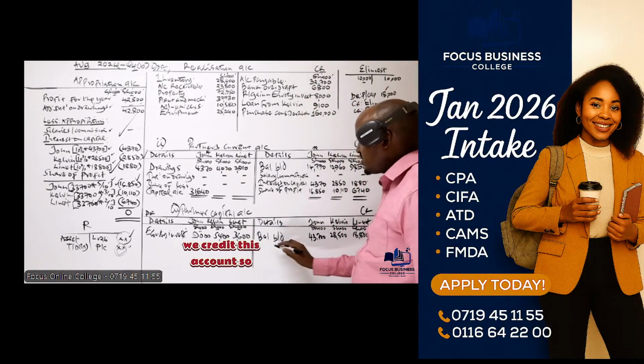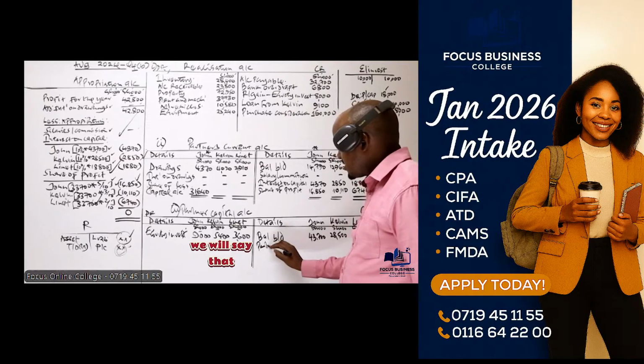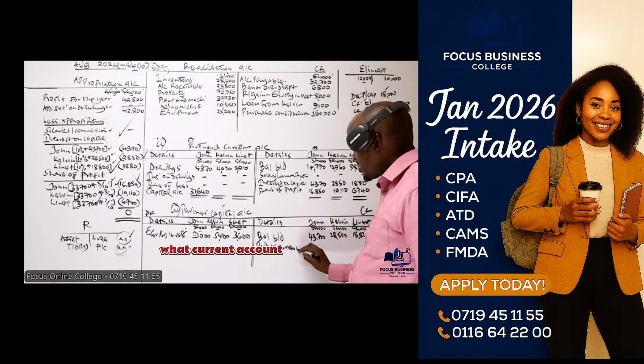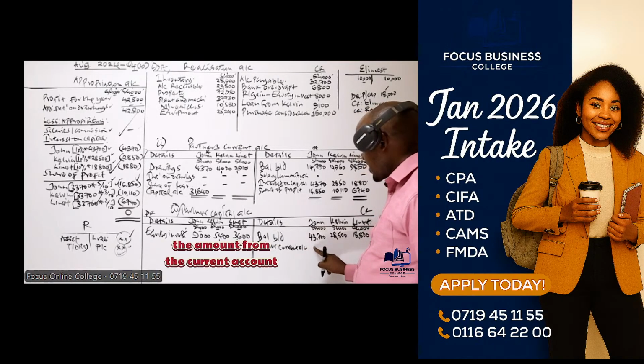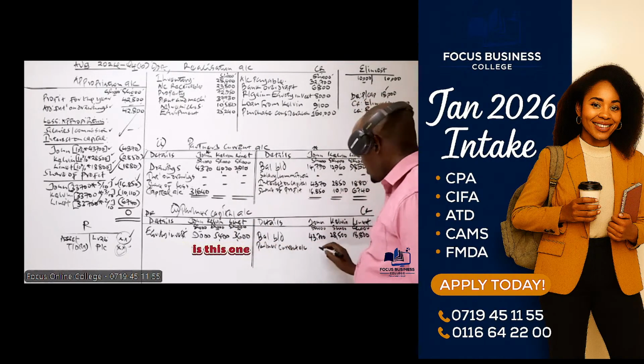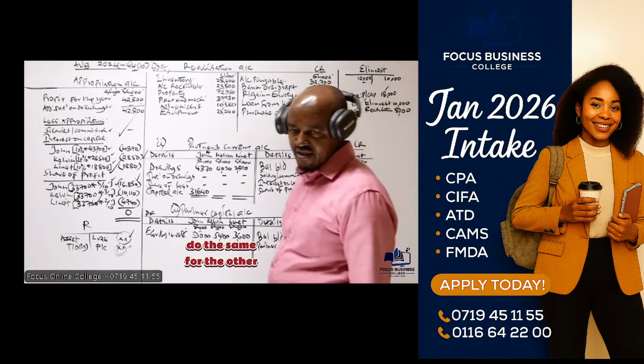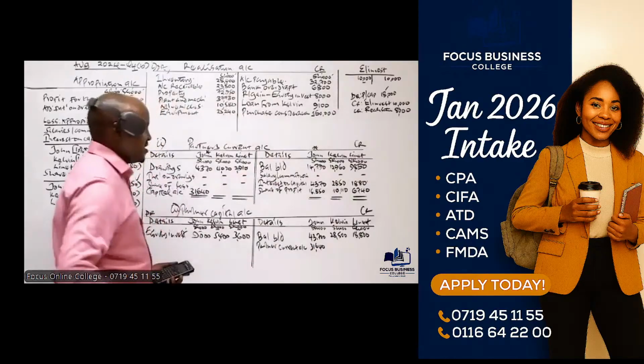We will say that there is an amount coming from the partner's current account. The amount from the current account of John is this one, 31,640. So we do the same for the other partners.